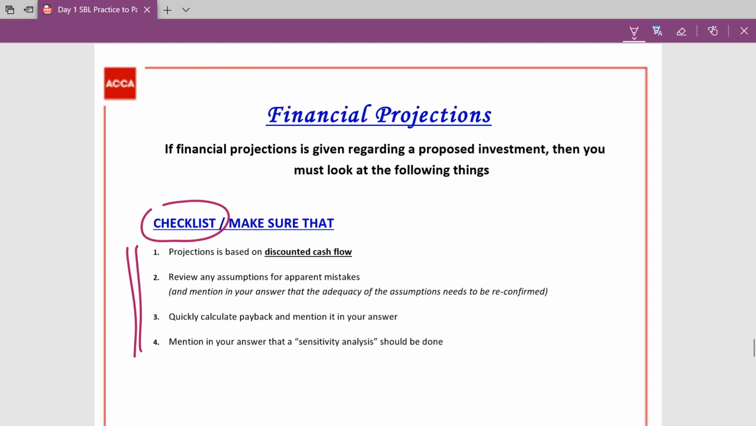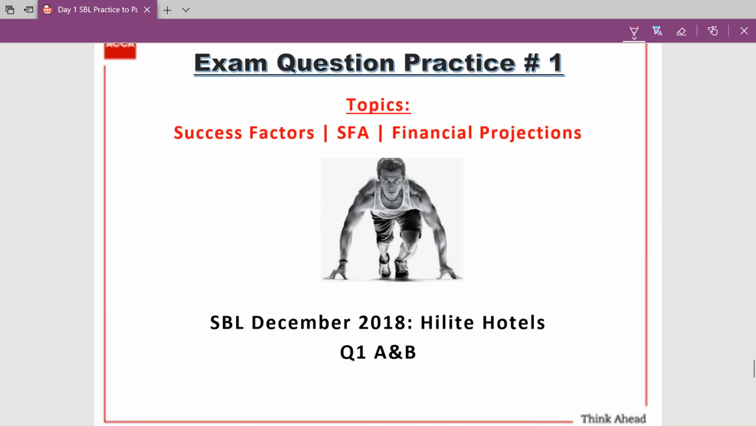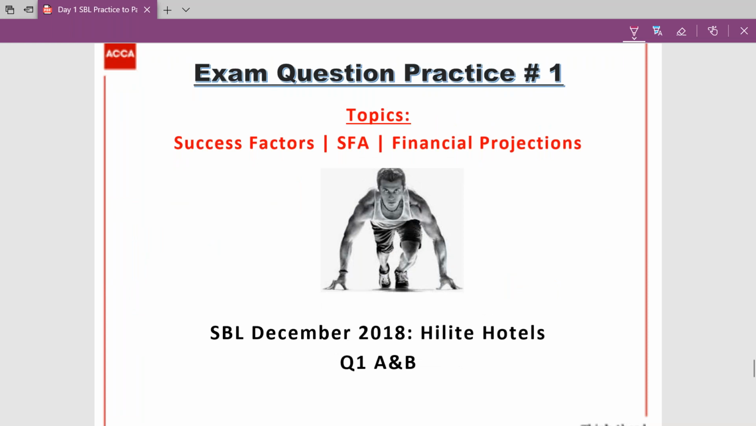Okay, cool, guys. So just now we talked about success factors, internal and external. We talked about SAF, which is suitability, feasibility, acceptability, and we talked about financial projections. Now we are equipped to do the most difficult question of SBL, the most repeated question. This is our practice number 1. Topic covered is success factors, SFA, financial projections. We will do SBL December 2018, question number 1A and B.